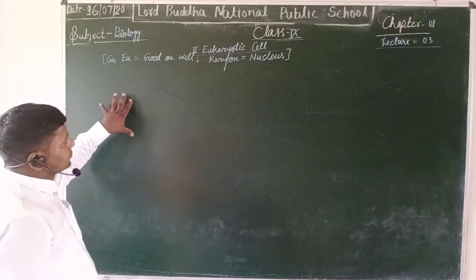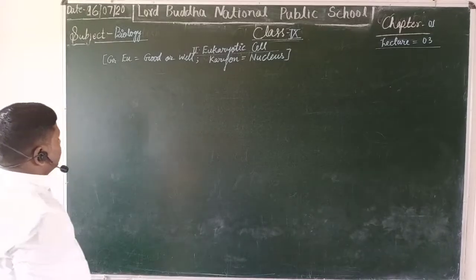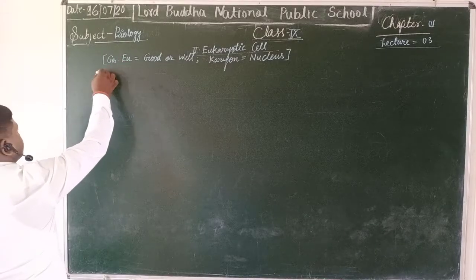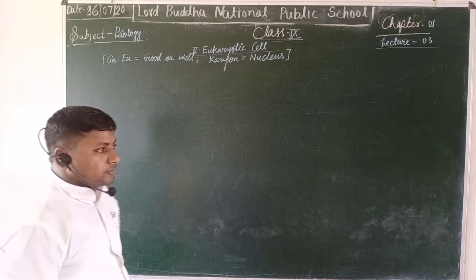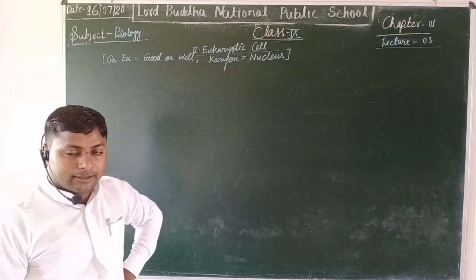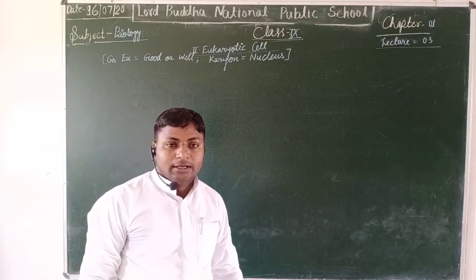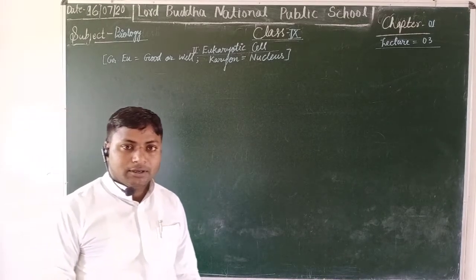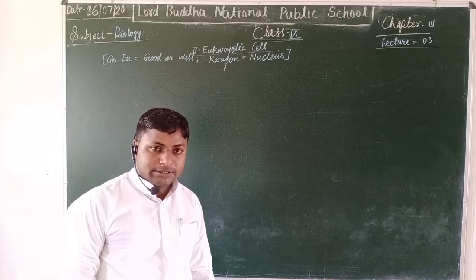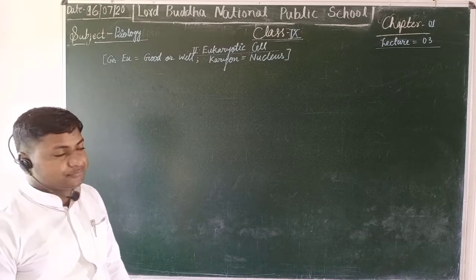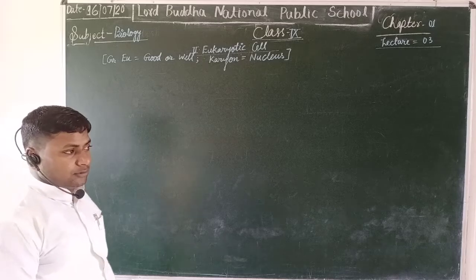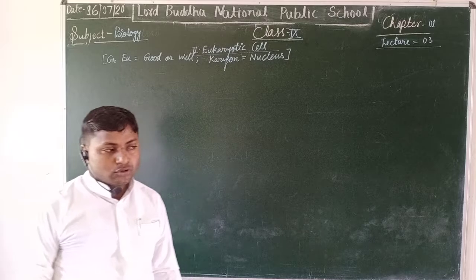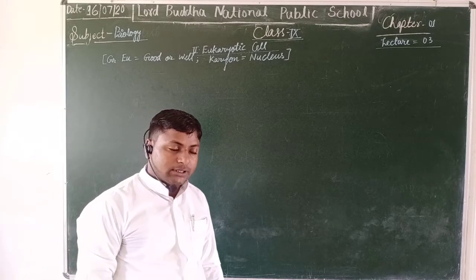Now again we define the eukaryotic cell as the kind of cell which is found in higher categories of organisms, either unicellular or multicellular. For example, amoeba is a eukaryotic cell but unicellular. Likewise, all other kinds of animals except protozoans have more than one cell.